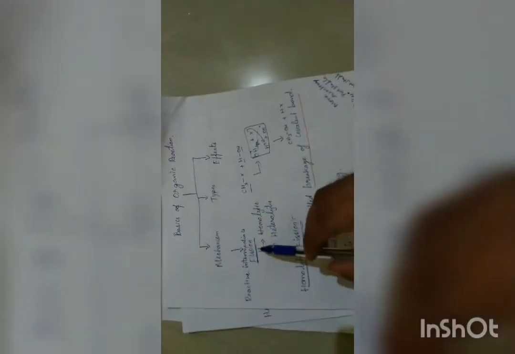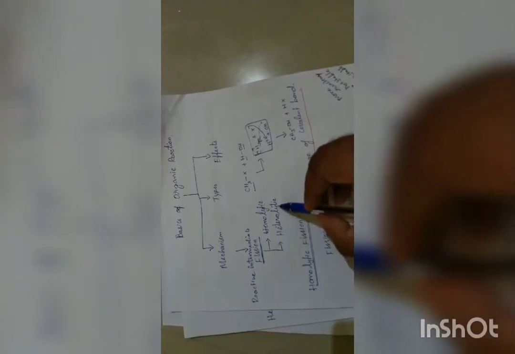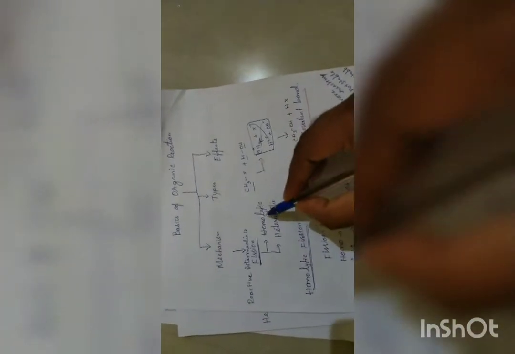Now fission is of two types: homolytic fission and heterolytic fission. What is lytic? Lytic means decomposing. Now, what is homolytic? Homo means same. So homo means same, and lytic means decomposing. Now we would like to see homolytic fission.